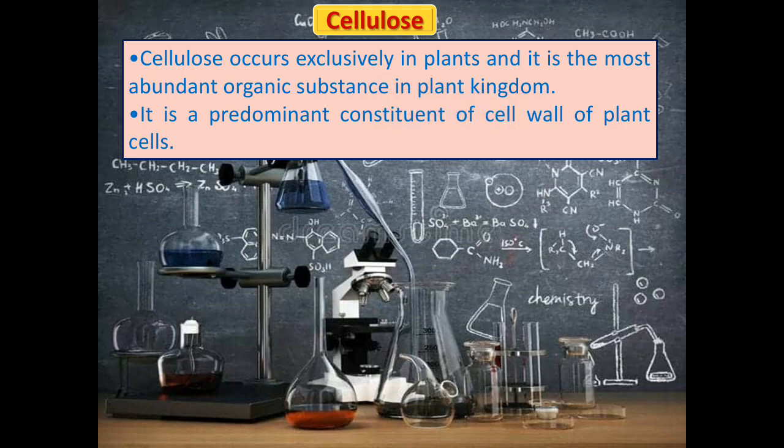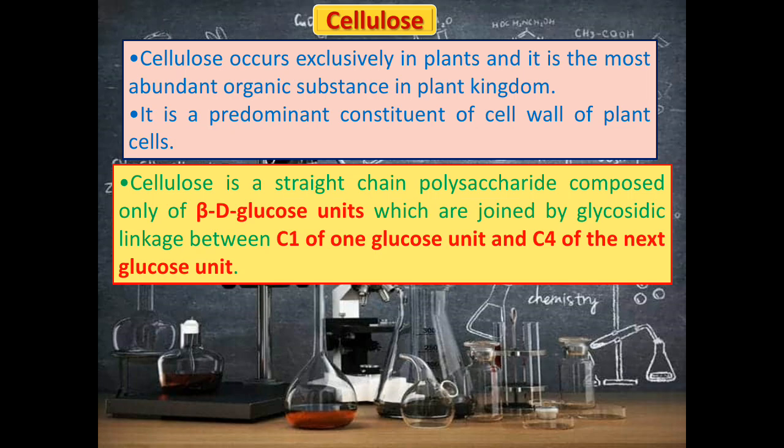Plants contain many organic compounds. Out of those, cellulose is present in the greatest quantity in the plant kingdom. It's the most abundant, a predominant constituent of the cell wall of a plant cell. Where is cellulose present in the plant? The cell wall of a plant cell is composed of cellulose. Chemically, cellulose is a straight chain polysaccharide.